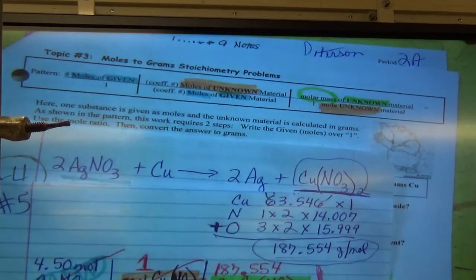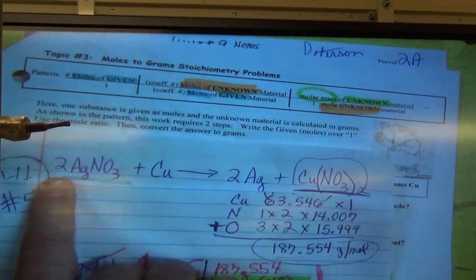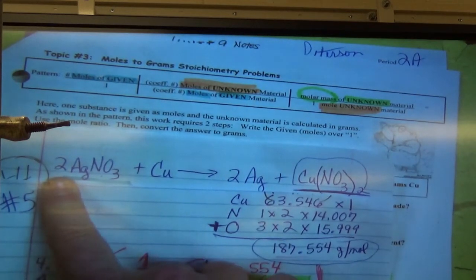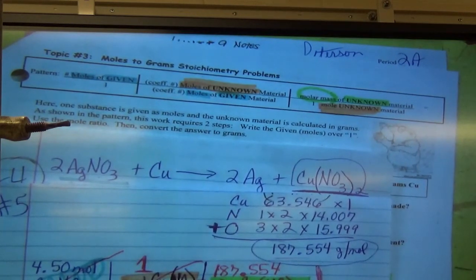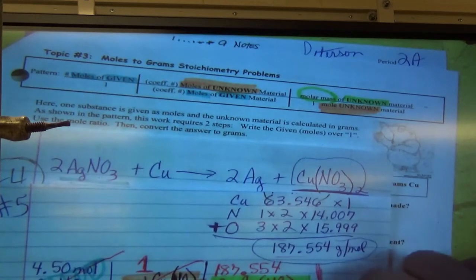Okay. Moles of silver nitrate. How many moles? What's the coefficient? Silver nitrate. 2. The coefficient is 2. Okay? That's why I'm putting the 2. Oh, I've got 1 space left to fill. There's no number here yet.